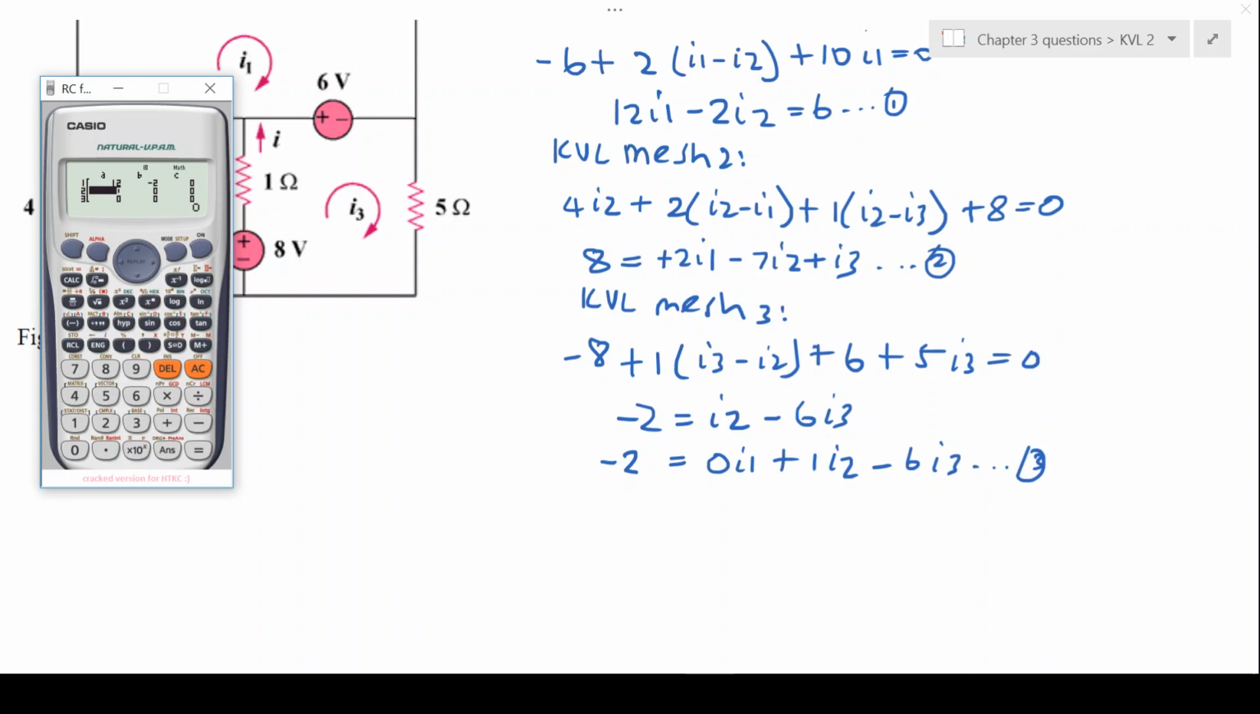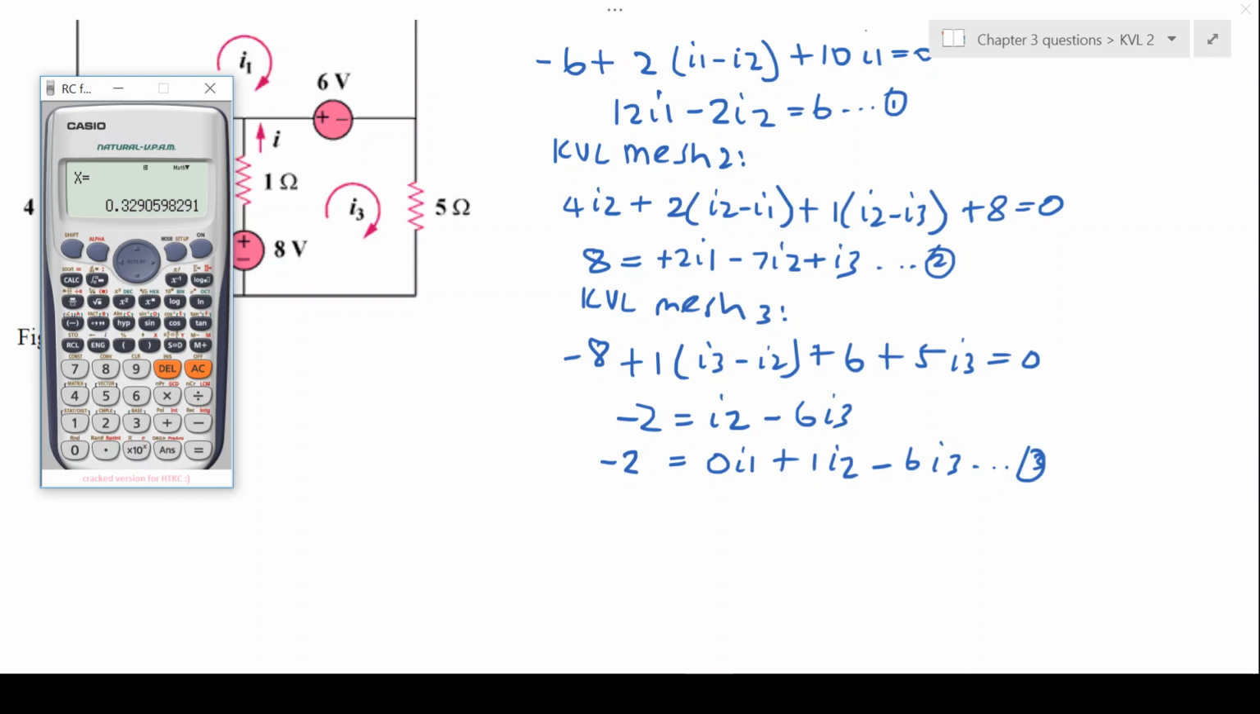For the second equation, the coefficients are 2, minus 7, 1, and 8. And in the third equation, the coefficients are 0, 1, minus 6, and minus 2. We now have all the expressions inserted, and we should be able to calculate the values for the currents.